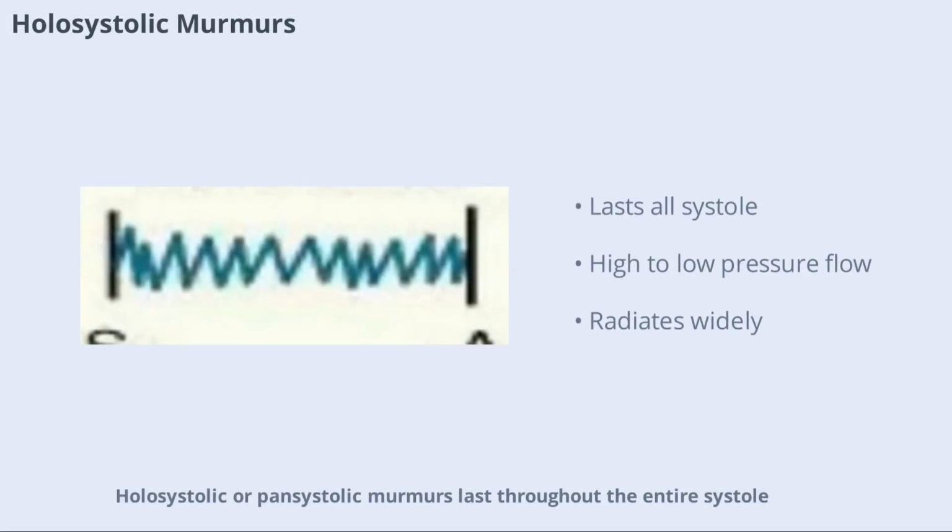Holosystolic or pansystolic murmurs last throughout the entire systole. They are typically caused by conditions where blood flows from a high-pressure chamber to a low-pressure chamber, such as mitral regurgitation, tricuspid regurgitation, or ventricular septal defect. These murmurs are usually high-pitched and may radiate widely.